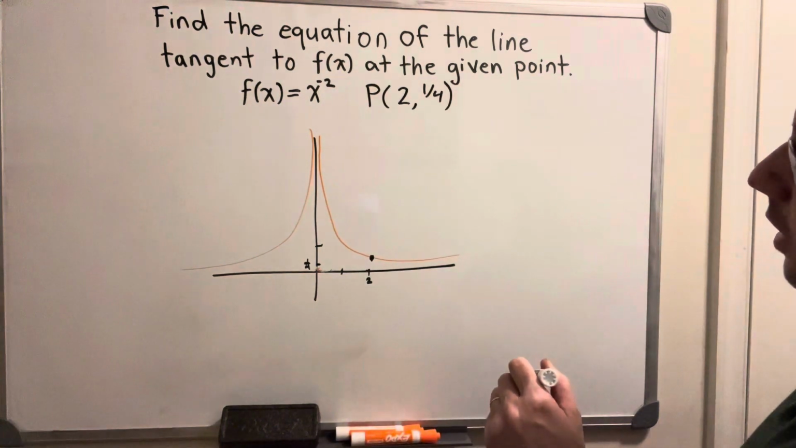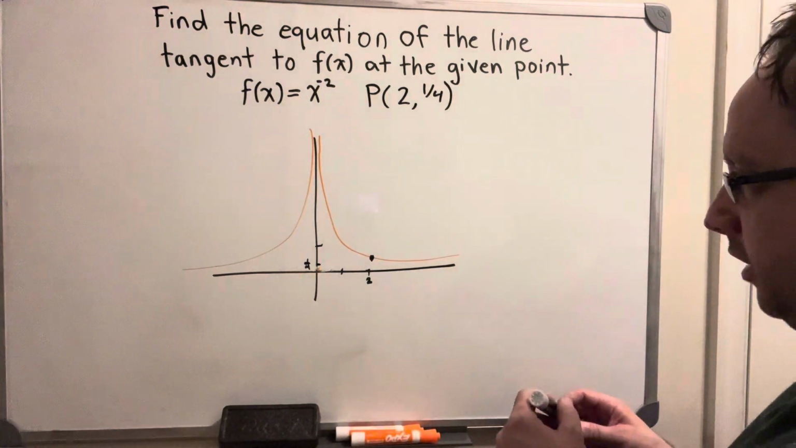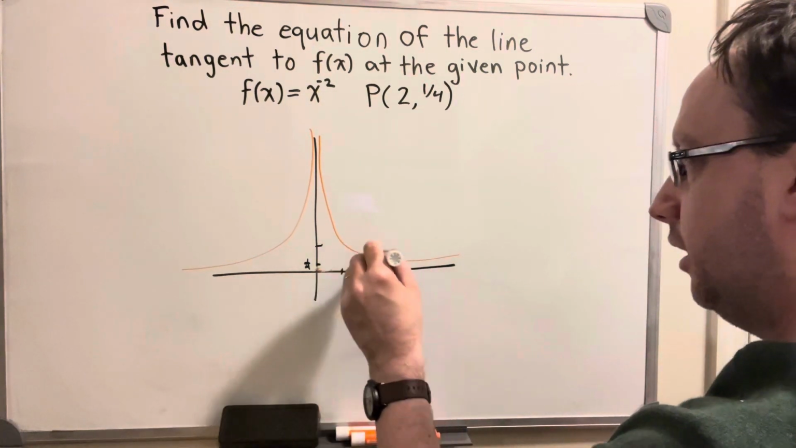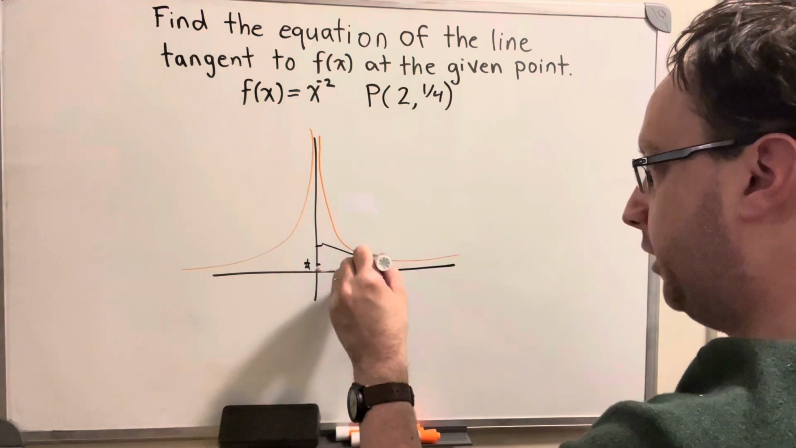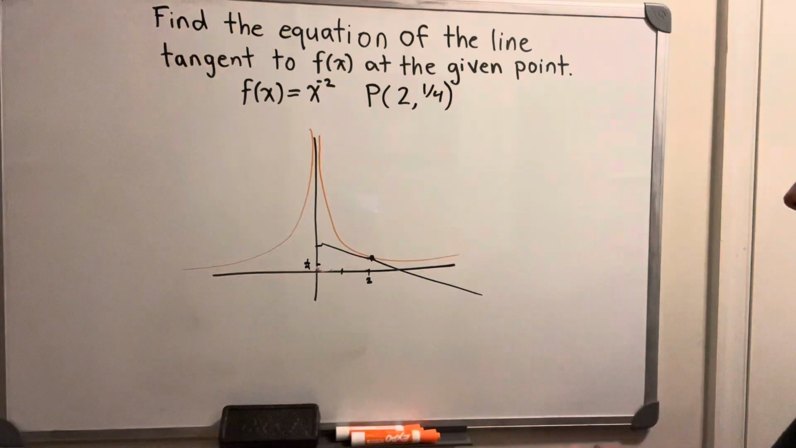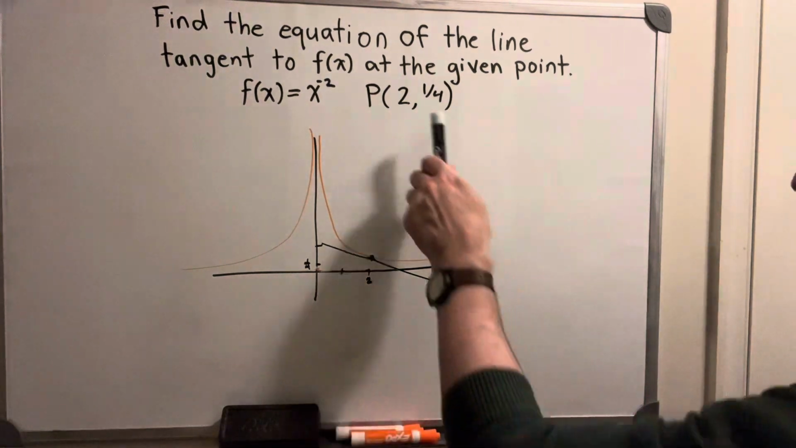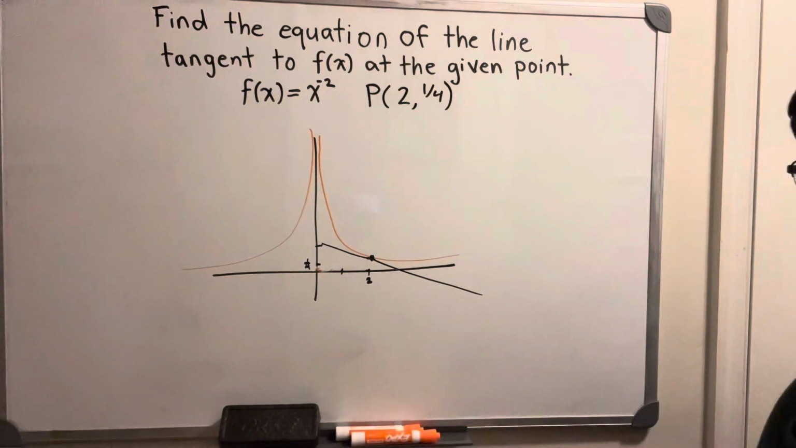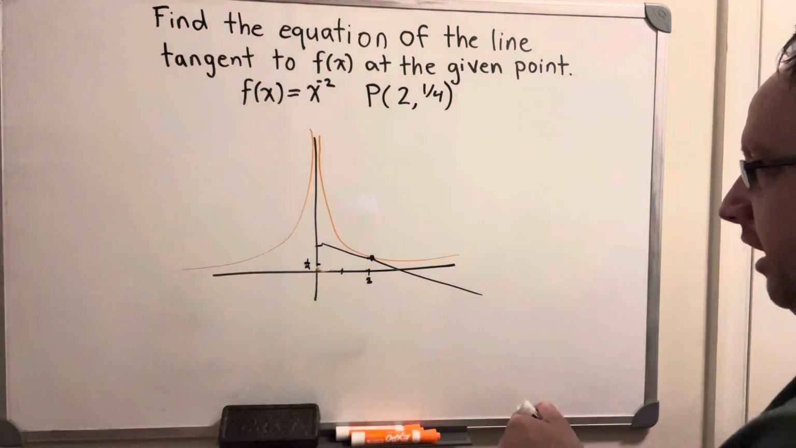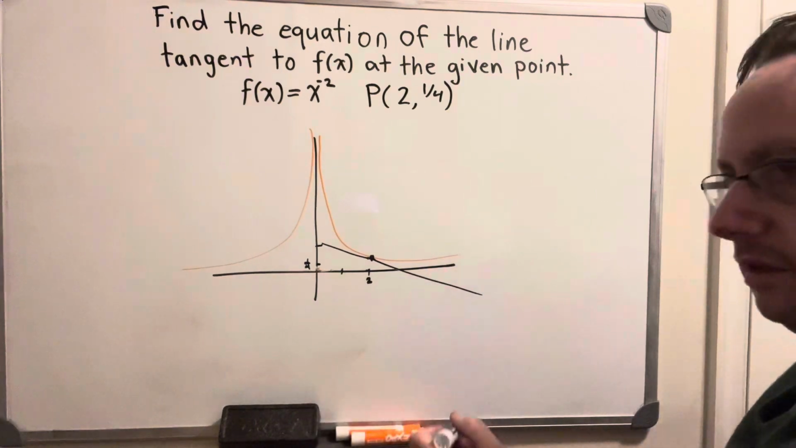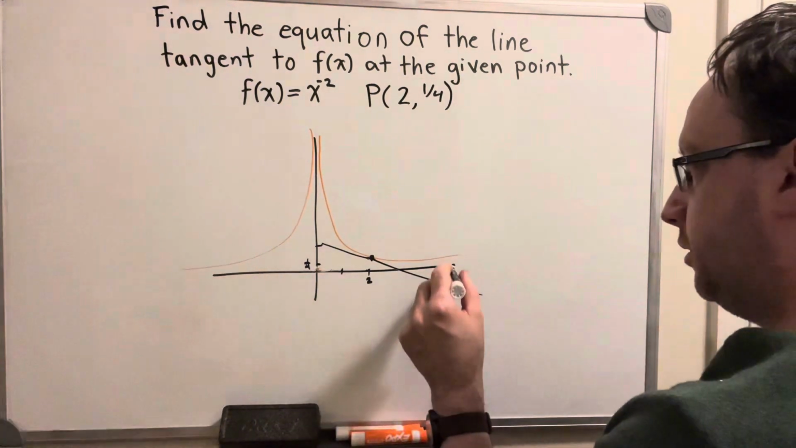So the tangent line is going to be the line that just touches the curve at this point. So it's going to be glancing off of the curve like that. So we have a point. We want the slope of the tangent line. But we don't have 2 points on a tangent line. Do you remember the technique used?